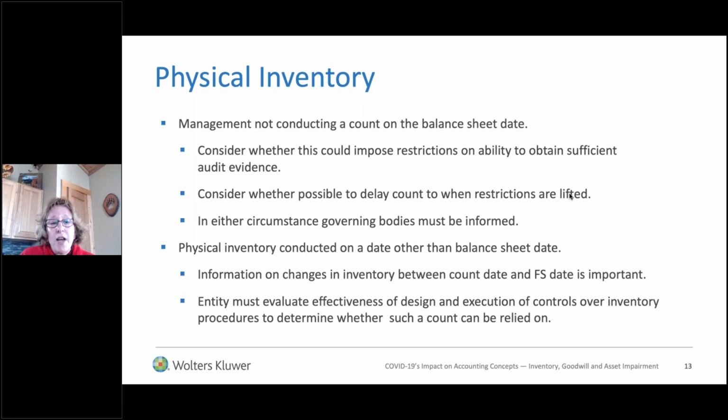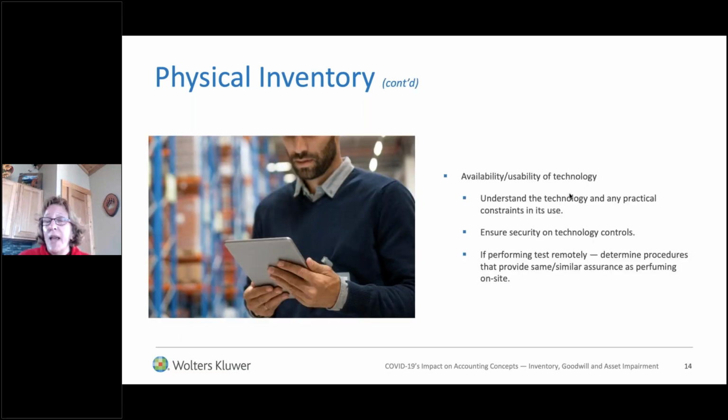So entities are really going to have to evaluate the effectiveness of their design and their execution of controls over inventory procedures to determine whether a count can be relied on. So if you aren't using a perpetual system, but you're using that hard physical inventory count system at the end of the period, and you can't do it on the dates available, you may really have to evaluate whether your internal control procedures are working properly. And those could have been dramatically impacted because of the people and the restrictions you have on the facilities. Also, you're going to have to think about the availability and the usability of technology.